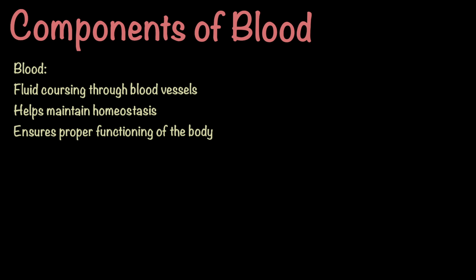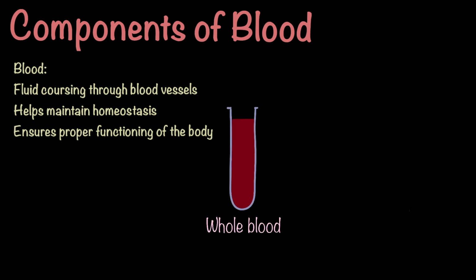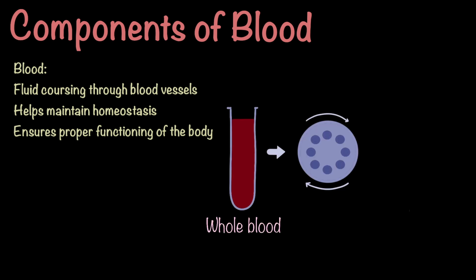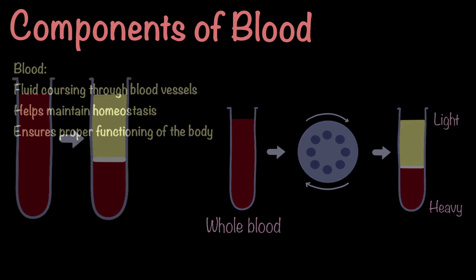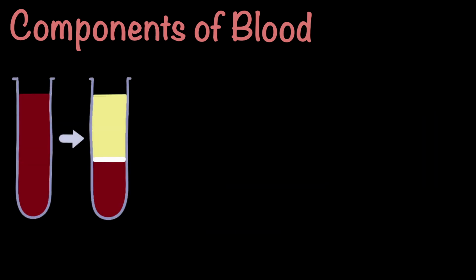If we were to take a vial of whole blood and spin it rapidly in a centrifuge, the components of blood would separate by weight, with the heaviest settling at the bottom and the lightest at the top. At the bottom of the vial, we would find the forefront of blood's constituents, the red blood cells, also called erythrocytes, constituting approximately 35 to 45% of blood by volume.